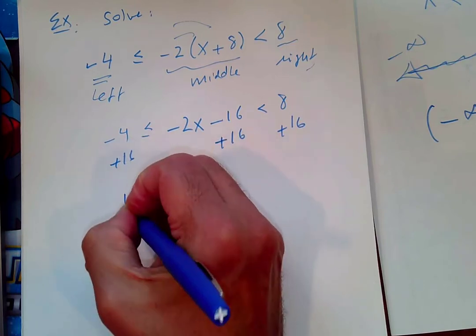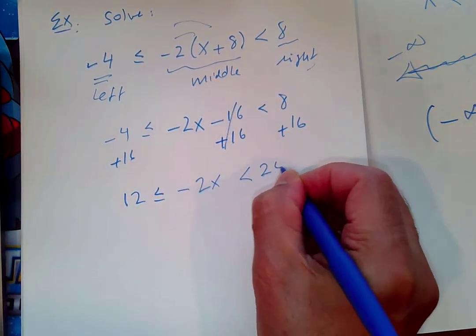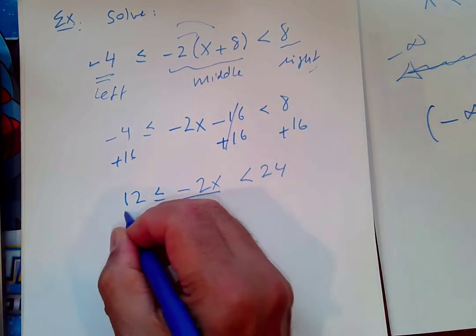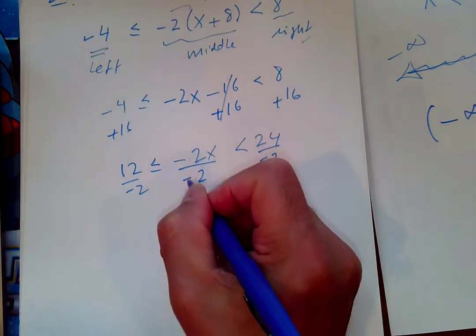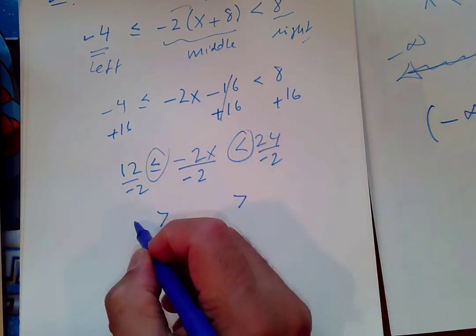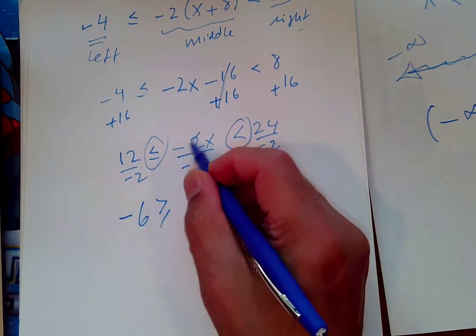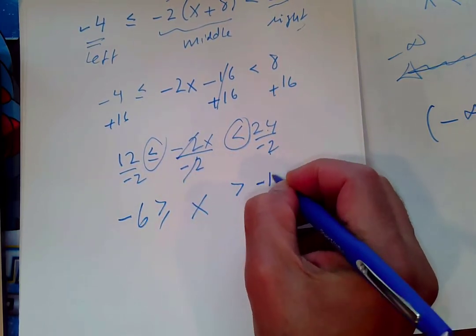Negative 4 plus 16 is 12. Negative 2x in the middle, and that's 24. And now since we want to isolate x, we want to divide everything by negative 2. And remember what we said in 8.1, if you divide by a negative, the inequality will have to be flipped. There's 2 of them, so both of them have to be flipped. 12 divided by negative 2 is negative 6. This becomes an x. 24 divided by negative 2 is negative 12.